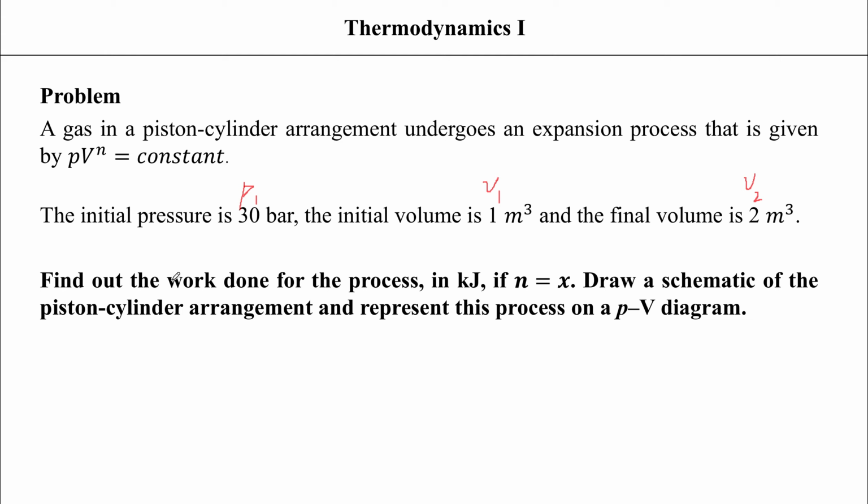So you have to find out the work done for this process in kilojoules if n had a certain value, and n could be of the form, let's say, 1.5 or something like that. And you also have to draw the schematic for this specific value of n onto the PV diagram, and also make the piston cylinder arrangement schematic too, just so you have an idea of what this process would look like.